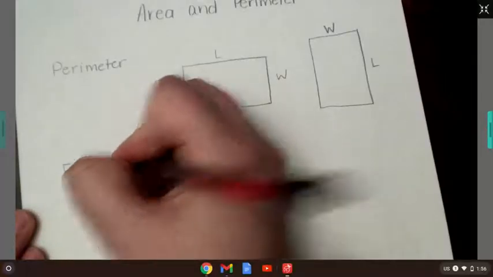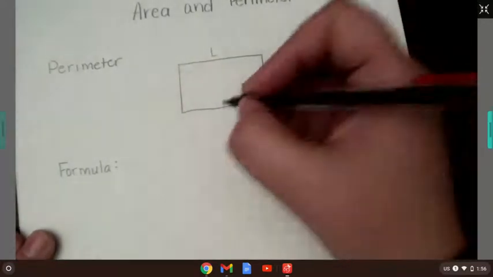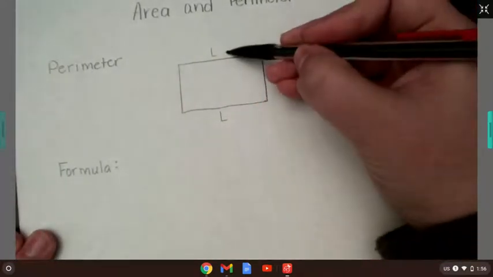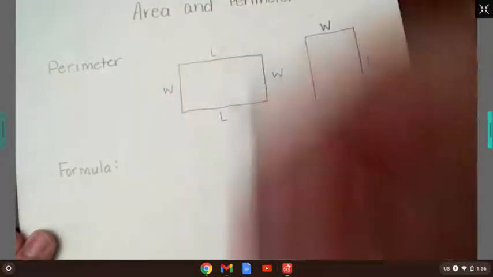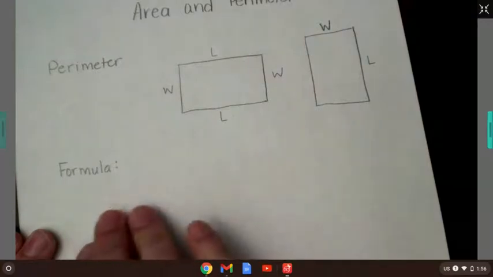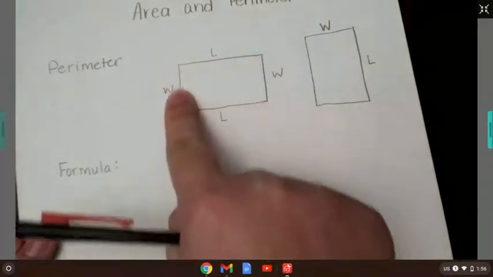Well, the formula for perimeter, there's actually 3 of them, but the one that I use and the easiest one is adding all 4 sides up. So for example, if this is the length and this is the length, this is the width, then the other side's going to be the width. So the formula for perimeter is actually adding all 4 sides up.